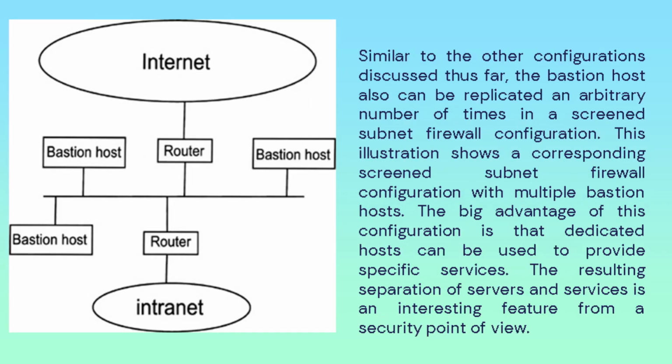Similar to the other configurations discussed thus far, the bastion host also can be replicated an arbitrary number of times in a screen subnet firewall configuration. This illustration shows a corresponding screen subnet firewall configuration with multiple bastion hosts. The big advantage of this configuration is that dedicated hosts can be used to provide specific services. The resulting separation of servers and services is an interesting feature from a security point of view.